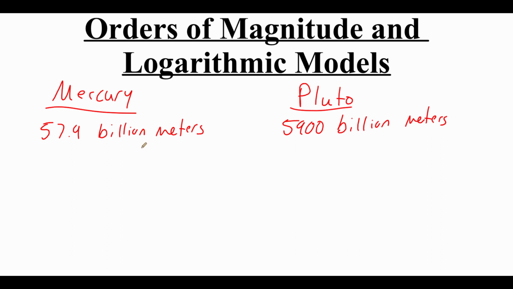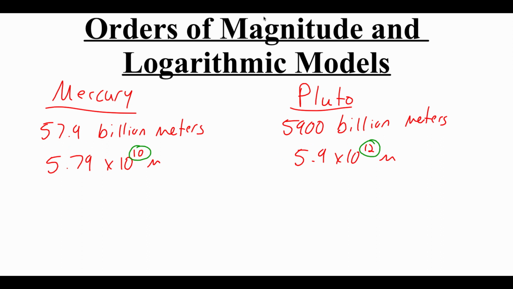Now if we think about those things in terms of scientific notation, Mercury's distance we can think about being 5.79 times 10 to the 10th meters, compared to Pluto, which would be 5.9 times 10 to the 12th meters. So as we're looking at those exponents, with a 10 power and a 12 power, we can see that there's a difference of 2 in those powers. And 10 being raised to the second power is a difference of 100, meaning that Pluto is 100 times further away from the Sun than Mercury is.